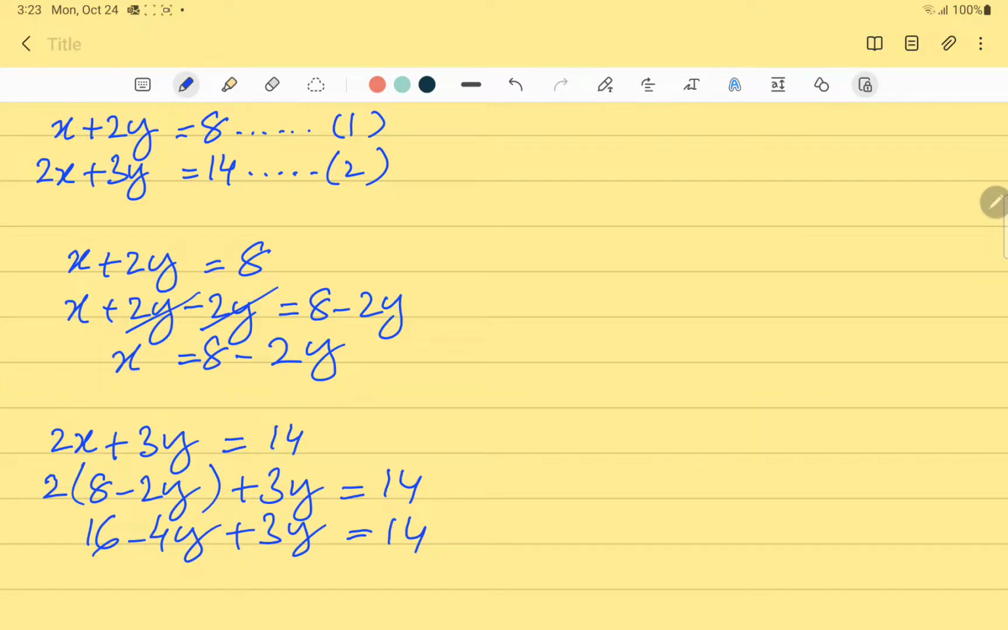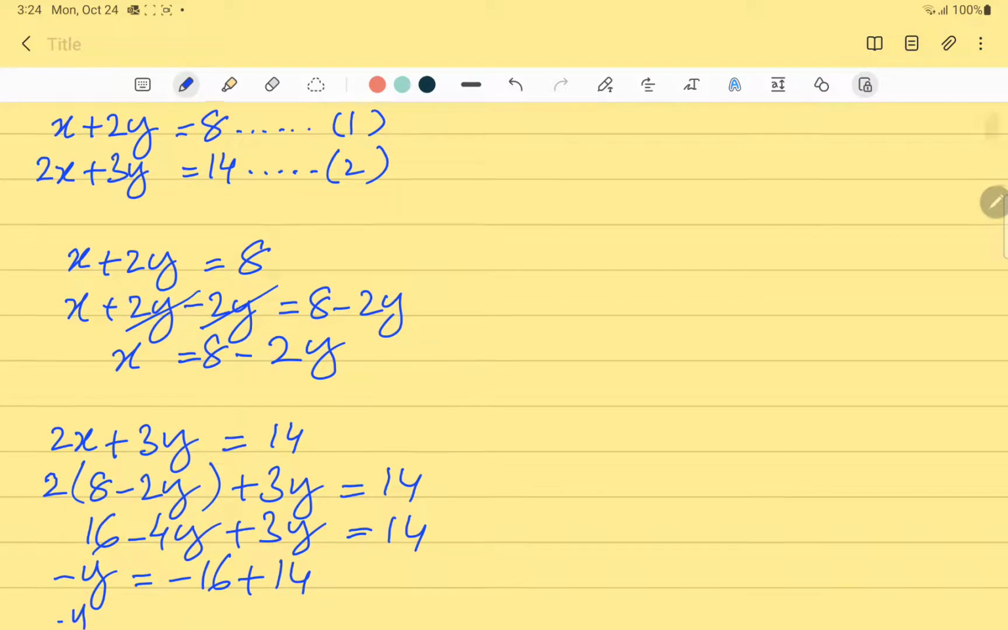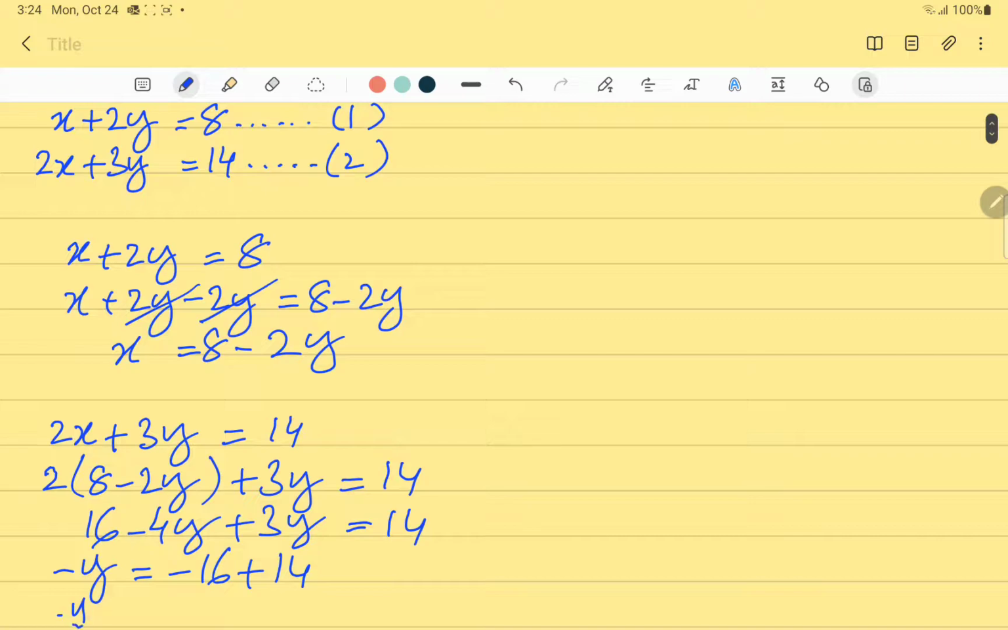Minus 4y plus 3y will be equal to minus y, and 16 will go on the other side and it will become minus. So minus 16 plus 14. So minus y is equal to minus 2, and if we divide both sides by minus 1, we will be getting y is equal to 2.